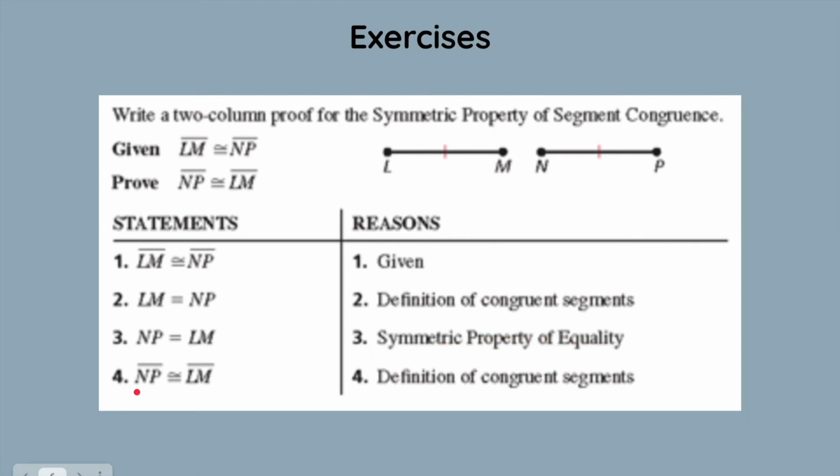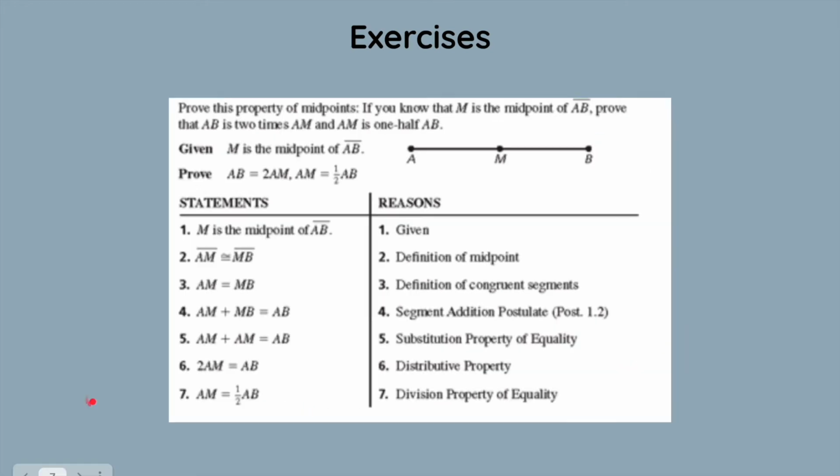And finally, segment NP is congruent to segment LM based off of the definition of congruent segments. So here's another example proof. If you know that M is the midpoint of segment AB, prove that AB is 2 times AM and AM is 1/2 AB. So we're given that M is the midpoint of segment AB, so we list that first.